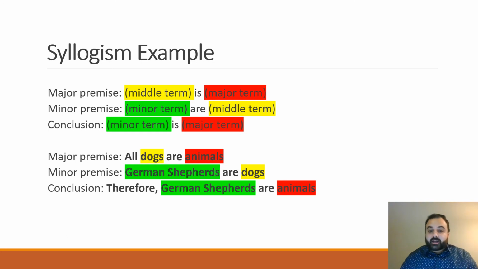shepherds are animals. But I want you to really see how, if you put your fingers over the word dogs on the screen, that's the difference between just making a statement and actually making an argument that builds on itself, that deduces. So you want to make sure you have a good middle term that makes the connection between why German shepherds, it's reasonable to understand that German shepherds are animals.